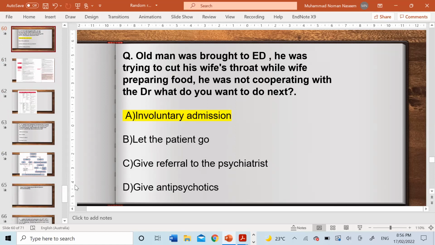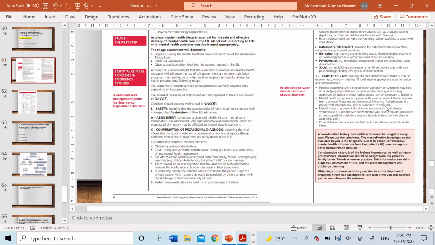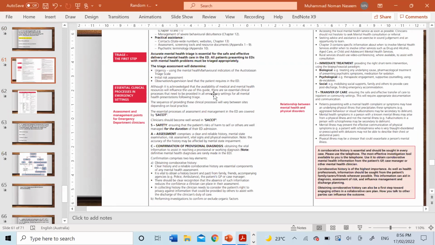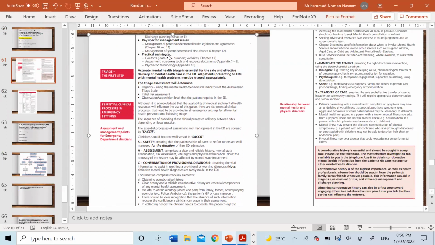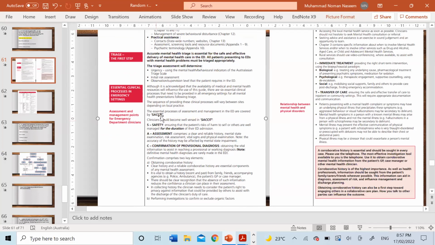the involuntary admission. If you look over here, this is the New South Wales guideline regarding mental illness management in the emergency department. Let me just move it a little bit. Okay. First step is we do the triage, which is the initial assessment. And in triage, we check the urgency, whether the patient needs to be admitted or managed right now, or whether they can wait or not. And we do the observation of them. All right. And then after that, we do the SACCIT.